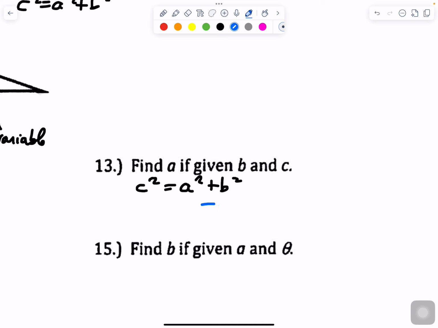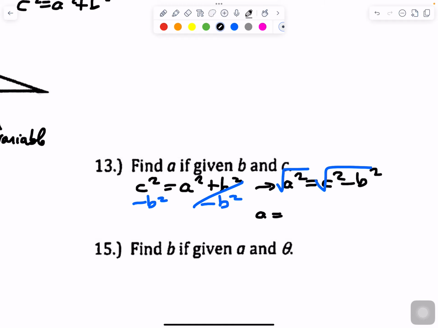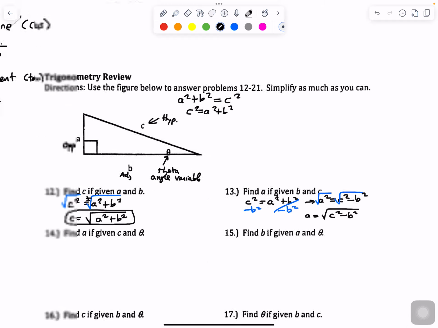So first step, let's go ahead and subtract your b squared. And if we do that, we get a squared equals c squared minus b squared. Then you can take the square root of both sides, and we get a equals the square root of c squared minus b squared.